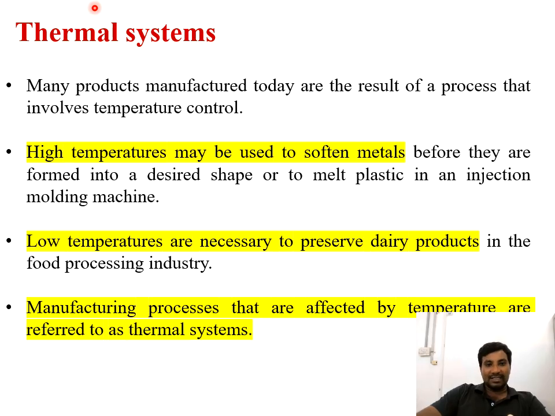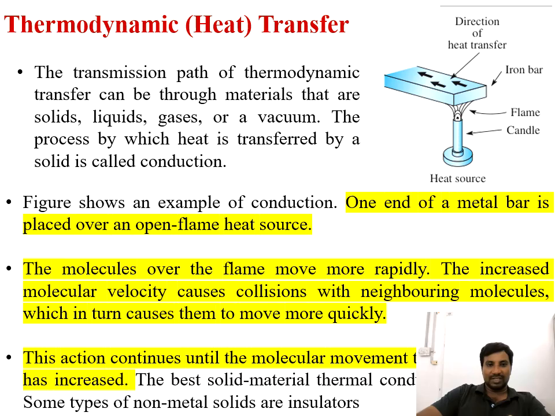And the next one is thermal systems. Many products manufactured today are the result of processes that involve temperature control. Higher temperatures may be used to soften metals before they are formed into a desired shape, or to melt plastic in an injection molding machine. Low temperatures are necessary to preserve dairy products in the food processing industry. Obviously, manufacturing processes that are affected by temperature are referred to as thermal systems.